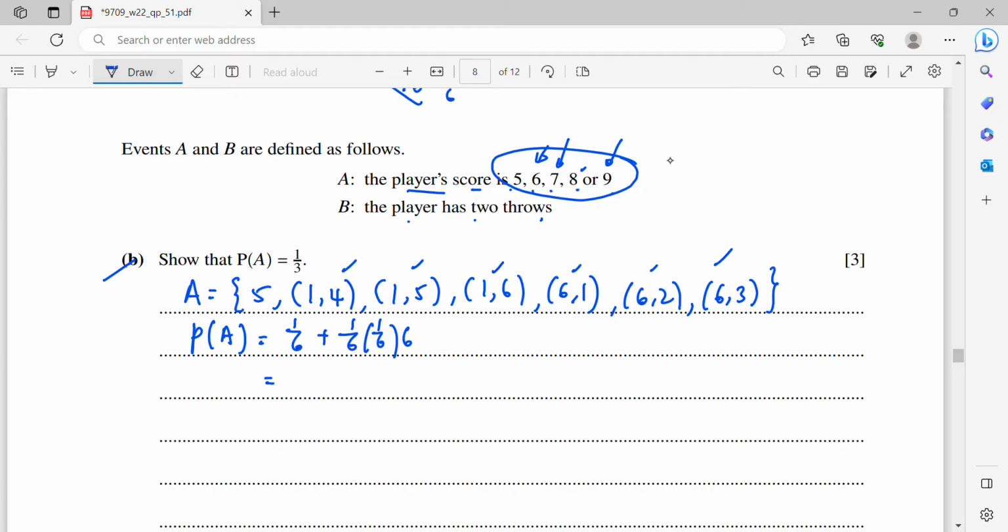Right? So from here I will cancel off. At last it will be 2 over 6. Therefore it is 1 over 3. Okay, this is how we solve. P(A) is 1 over 3. So you must list down the outcomes.